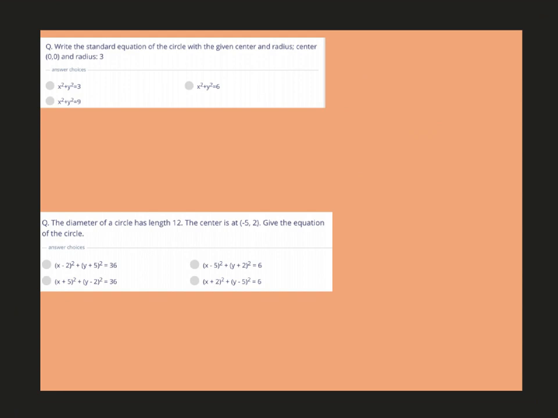Now we have been given the center and the radius. We have to identify the equation. So I'll first write the general form, which is (x minus 0) whole squared plus (y minus 0) whole squared equals r squared. So that's x squared plus y squared equals 9. That's this option.